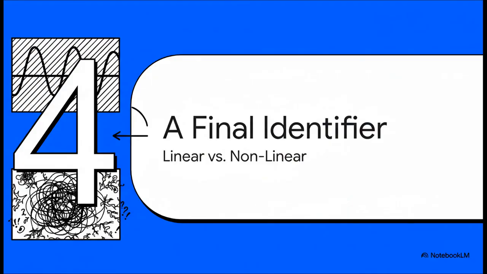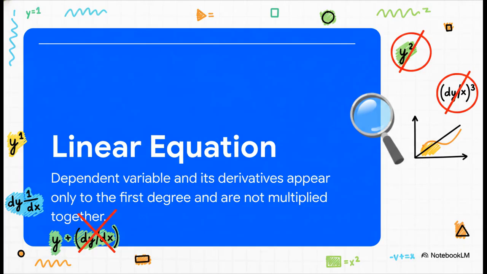We have just one last classification for our field guide. This one tells us about the equation's behavior. Is it predictable and, well, kind of straight-laced? We call that linear. Or is it more complex, maybe even chaotic? That's what we call nonlinear. And this difference is a huge deal, because nonlinear systems are where things get really wild, describing everything from turbulent water to weather patterns. So, an equation is linear if it plays by two simple rules.